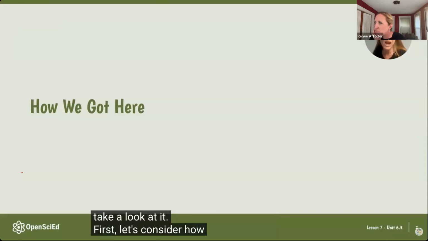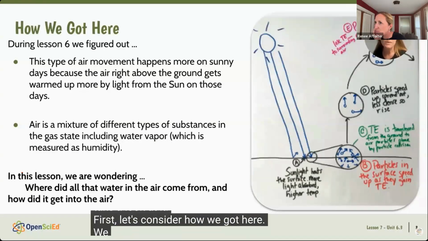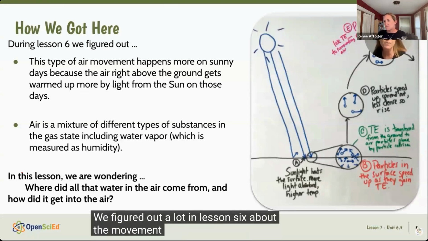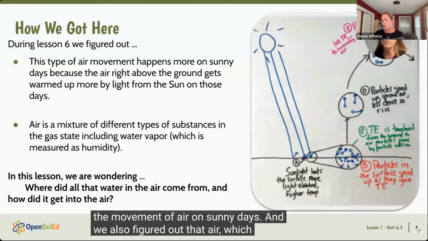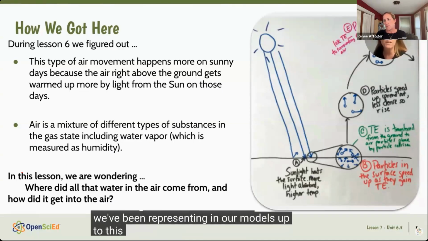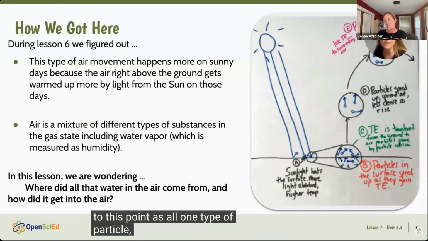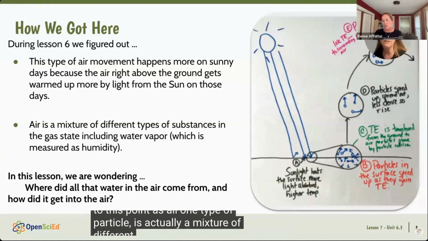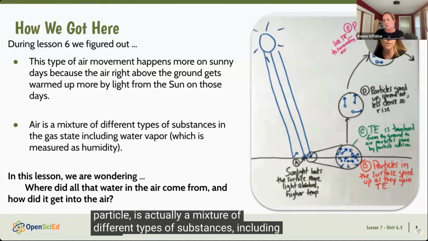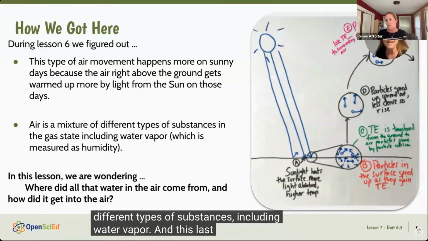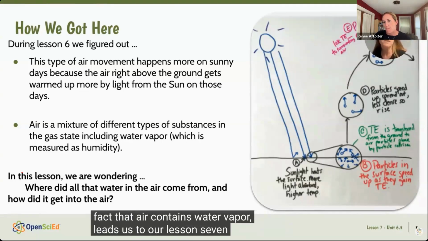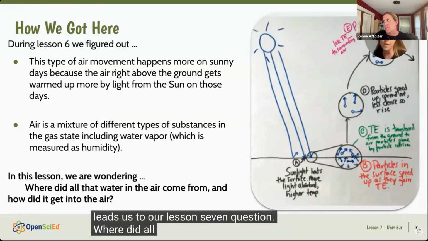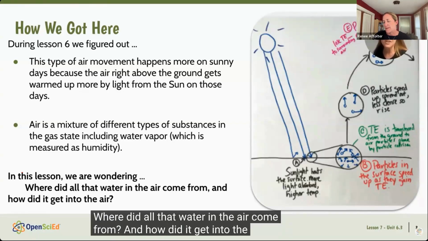First, let's consider how we got here. We figured out a lot in lesson 6 about the movement of air on sunny days, and we also figured out that air, which we've been representing in our models up to this point as all one type of particle, is actually a mixture of different types of substances, including water vapor. And this last piece, the fact that air contains water vapor, leads us to our lesson 7 question. Where did all that water in the air come from, and how did it get into the air?